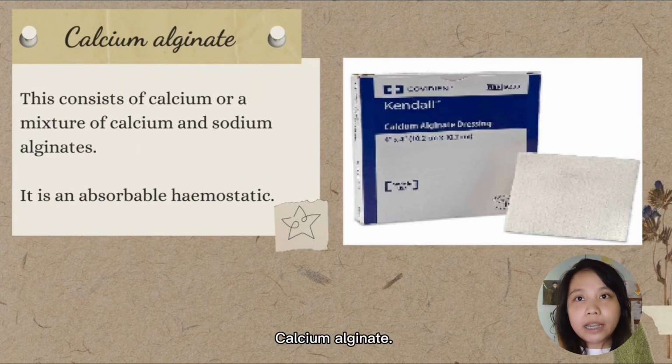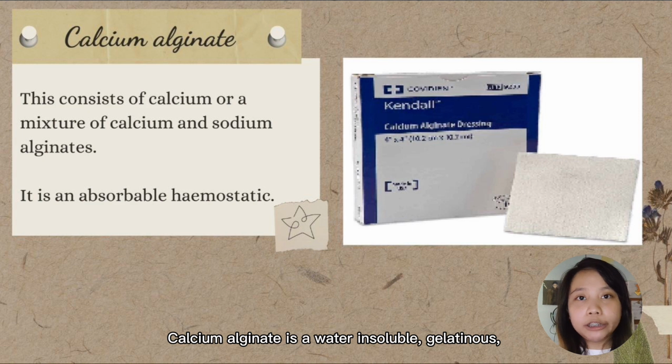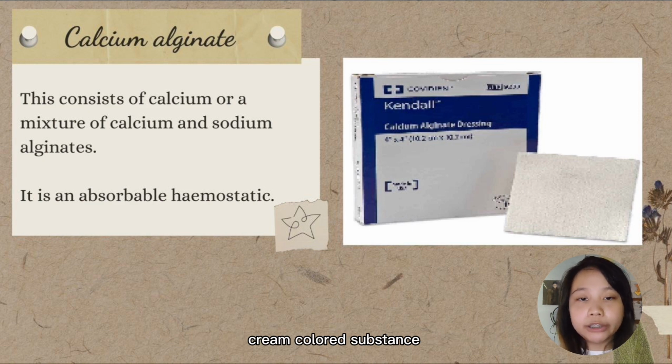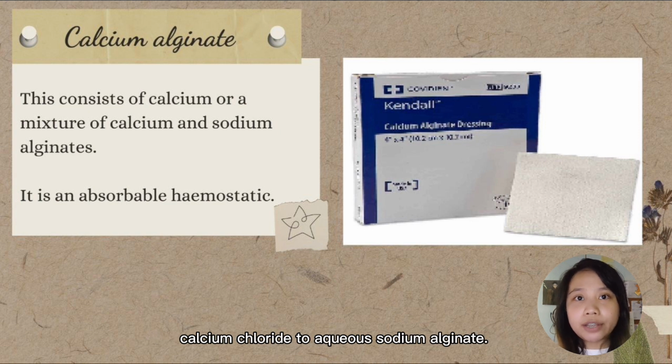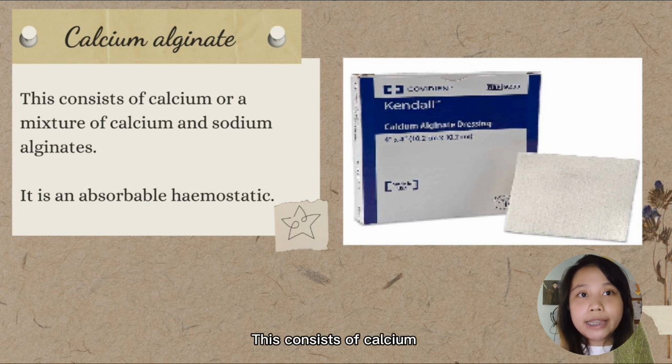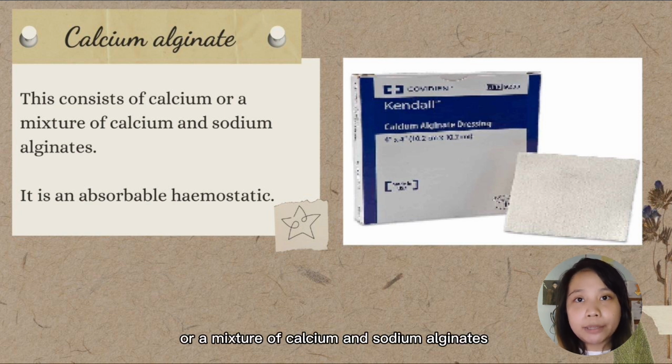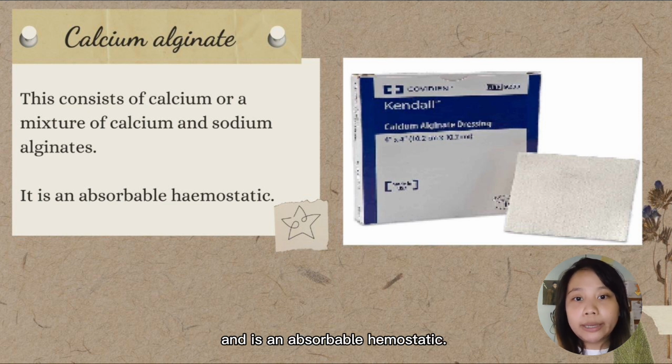Calcium alginate. Calcium alginate is a water-insoluble gelatinous cream-colored substance that can be created through the addition of aqueous calcium chloride to aqueous sodium alginate. It is also used for entrapment of enzymes and forming artificial seeds in plant tissue culture. This consists of calcium or a mixture of calcium and sodium alginates and is an absorbable hemostatic.